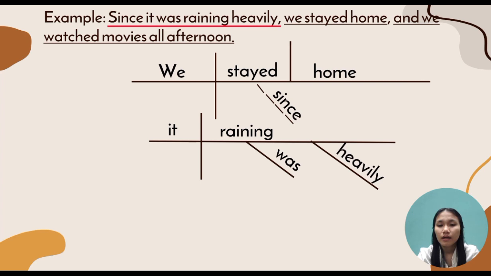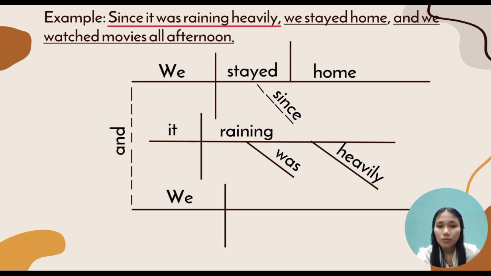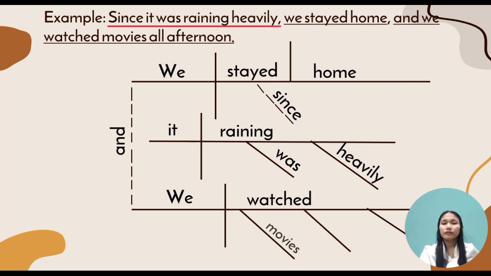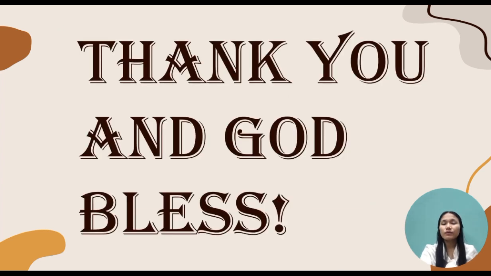And a broken line again for our coordinating conjunction for our independent clause. So and is our coordinating conjunction. We is our subject and watched is our verb, and movies all afternoon. So that's for today, class.